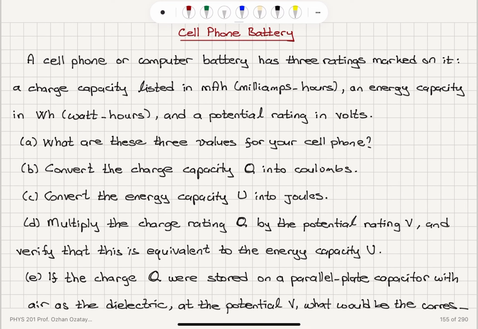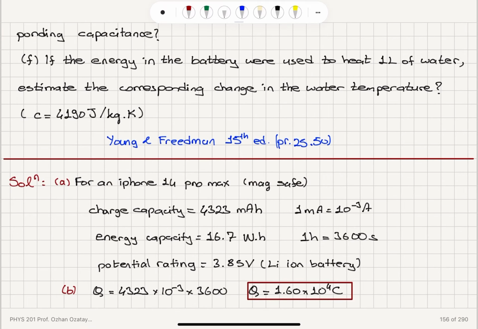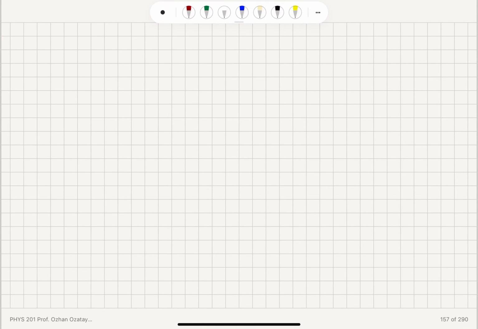Part C asks us to convert the energy capacity into joules. The energy capacity was listed in part A as 16.7 watt hours. So that is 3,600 seconds. That's 1 hour. So this gives us an energy in joules, 60.1 kilojoules of energy.